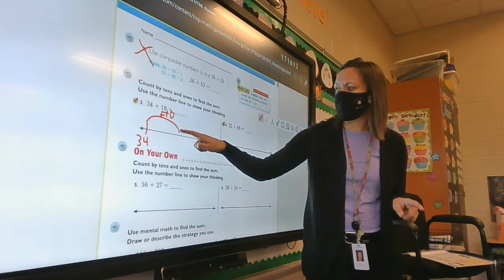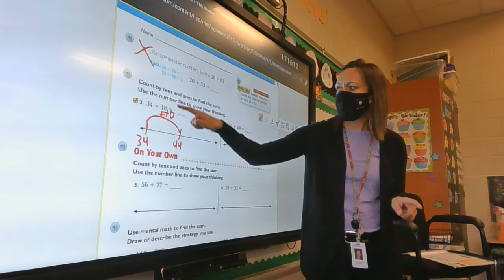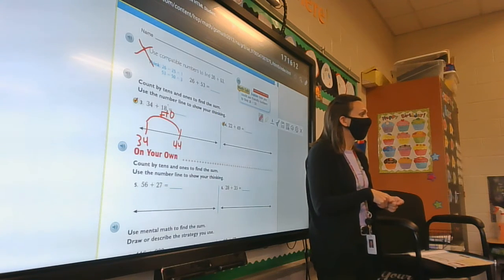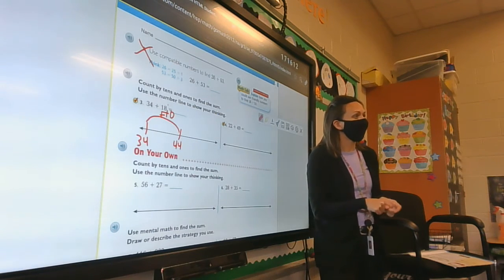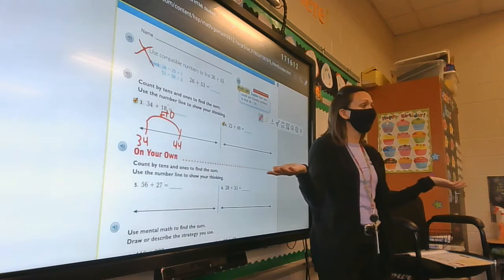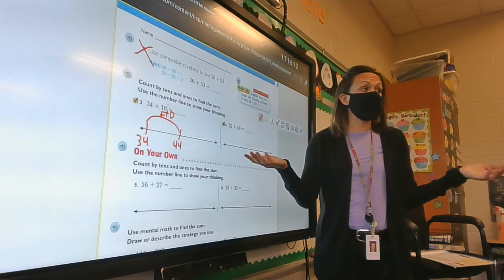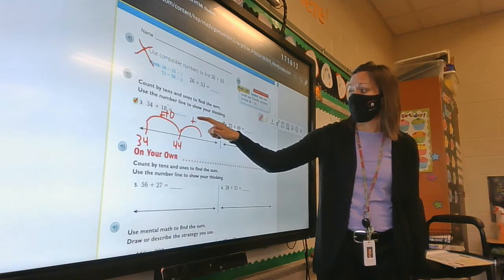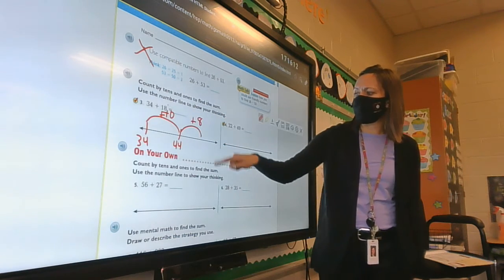So 34 plus 10 more is 44. And then how many 1s do I have in 18? What's in the 1s place, Emerson? The 8. So I need to jump 8. So if I add 10 plus 8, that's 18.